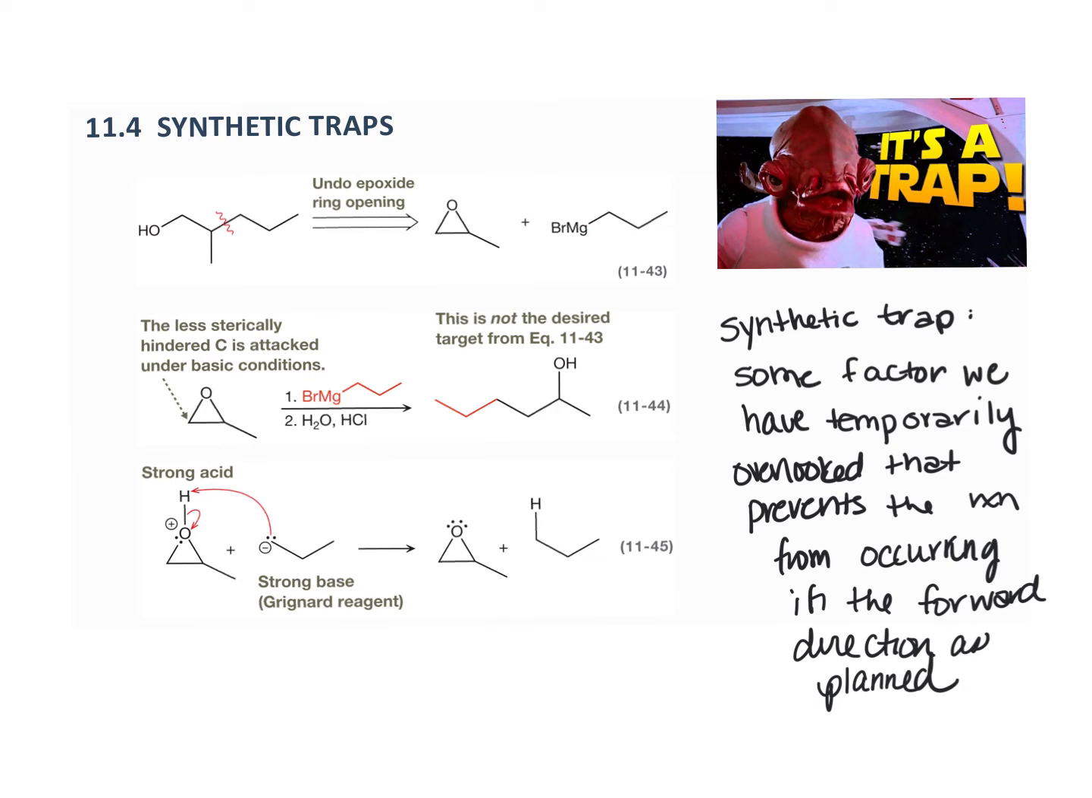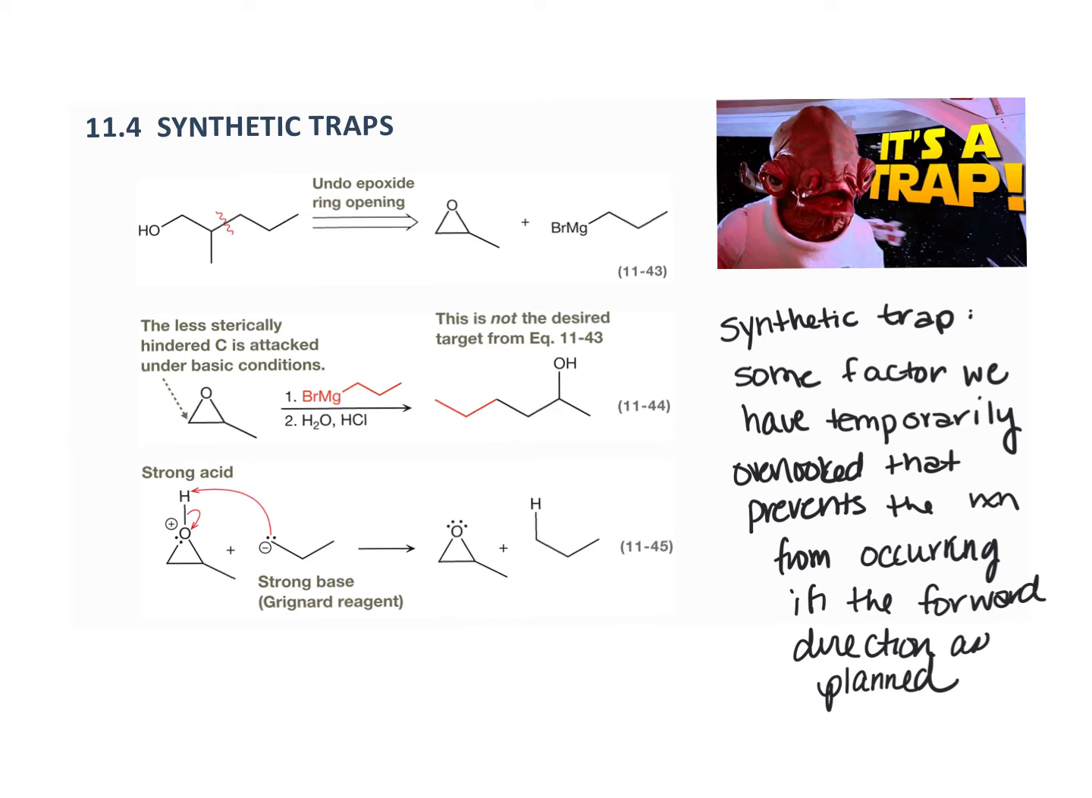However, we encounter a problem when we try to do this, because when we look at this in the forward reaction, that Grignard reagent is a strong base. So when it reacts with the epoxide, it's going to attack that less highly substituted, less sterically hindered carbon that we just talked about. And it's going to synthesize the wrong product. To produce the desired product, the nucleophile would have to attack the more highly alkyl substituted carbon of the epoxide.